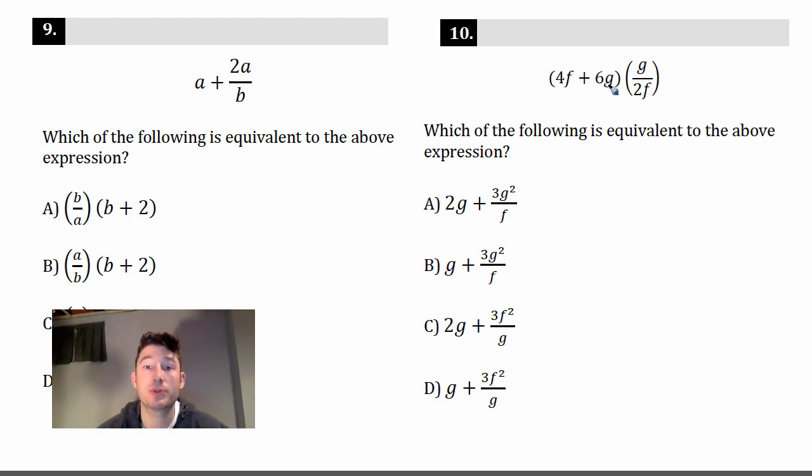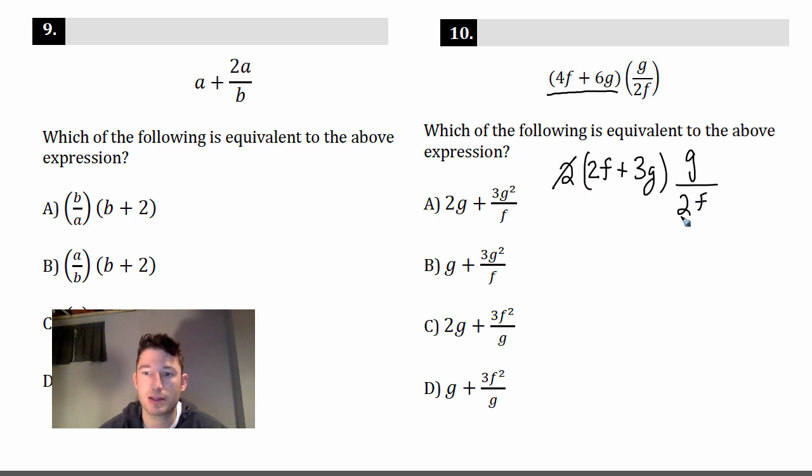So one of the things I might do with this problem is factor out this expression first right here. And I can take a 2 out of that. So that'll be 2 times 2f plus 3g. And then I still got this next to it, g over 2f. And what's nice about that is the 2's cancel out. So that's gone.